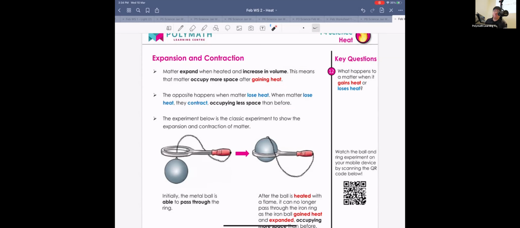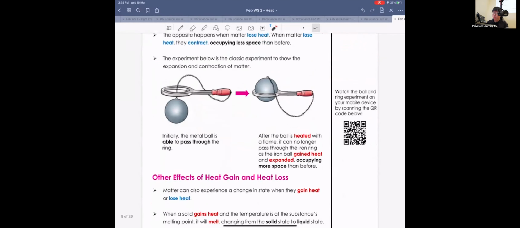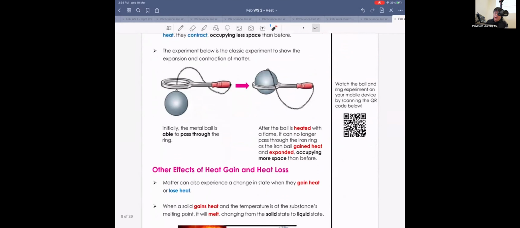Something loses heat, it contracts. So the perfect example to show this. Okay, when it contracts, that means it occupies less space. You have learned metal, right? When it contracts, it occupies less space, it becomes smaller. When it gains heat and expands, that means it occupies more space, so it becomes larger.